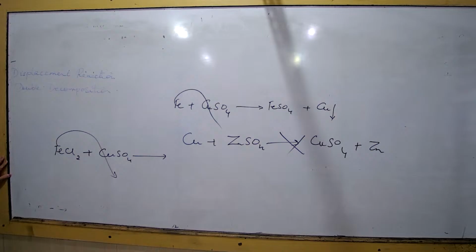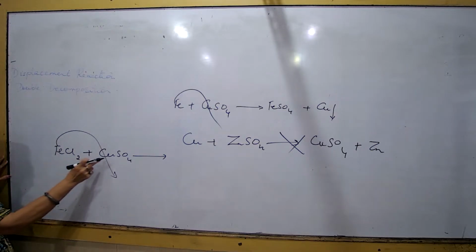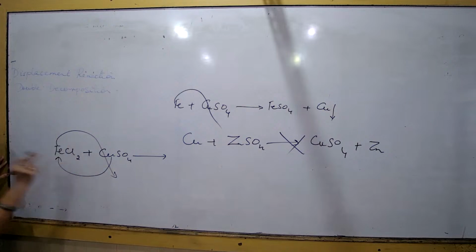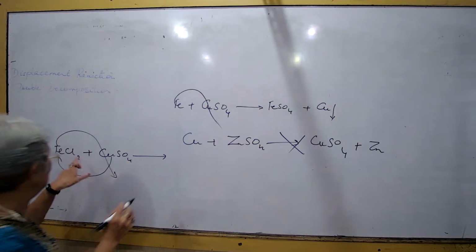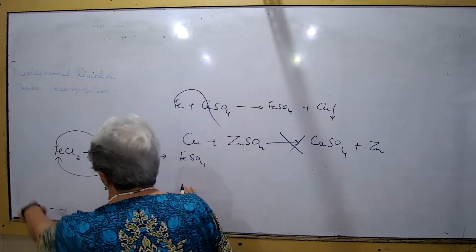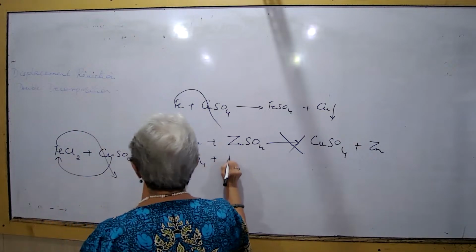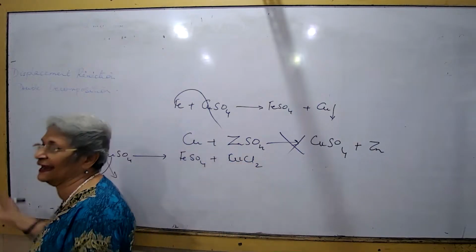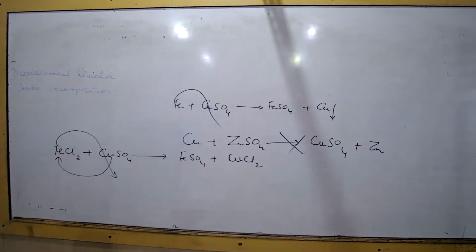And what's going to happen? This will come and take its place here. It's a double displacement, in other words, double decomposition. So Fe will cut off copper, and what are you going to get then? Fe sulfate, correct? And copper will come and take the place of Fe, and you're going to get copper chloride. Just an interchanging of cations. Metallic ions are called cations.